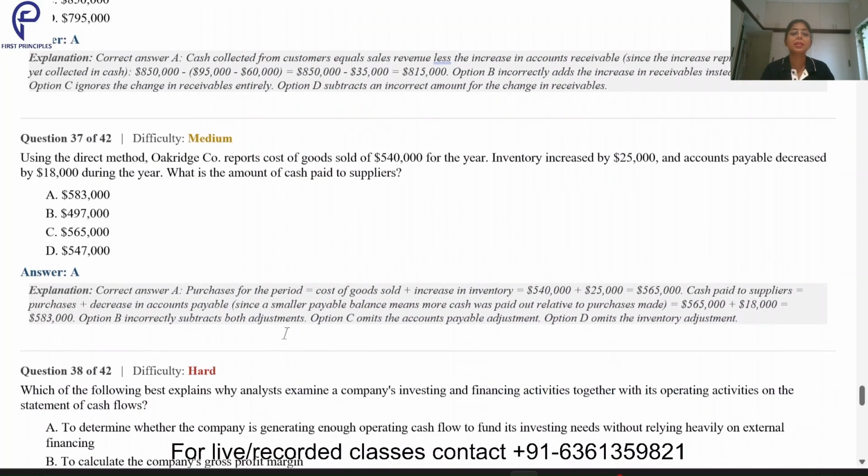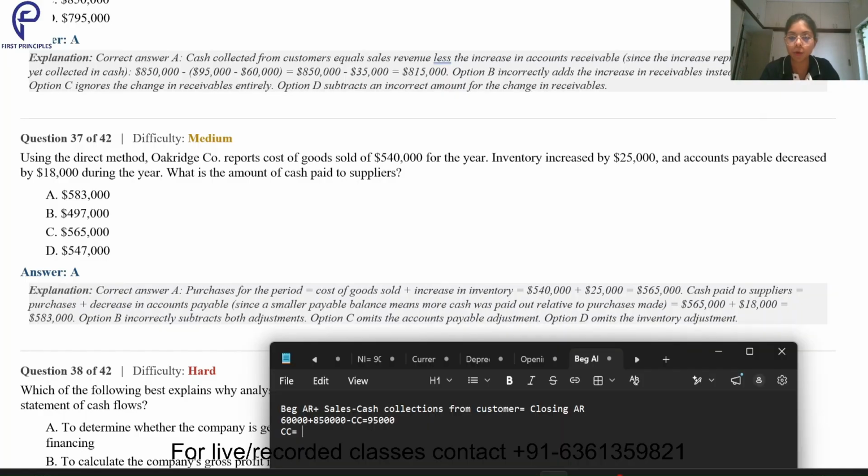Using the direct method, Oak Ridge Company reports cost of goods sold for the year. Inventory increased by 25,000 and accounts payable decreased by this much. What is the amount of cash paid to the suppliers? Now, how will we know the amount of cash paid to the suppliers? Let's open our notepad again.